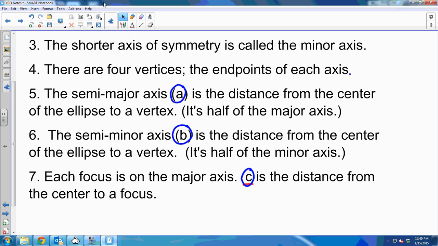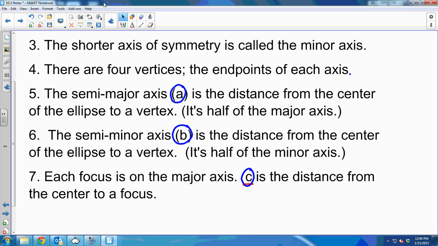So, the semi-major axis is A. It's half the distance of the major axis. The major axis is 18 units. A is not 18. It's half of the major axis.